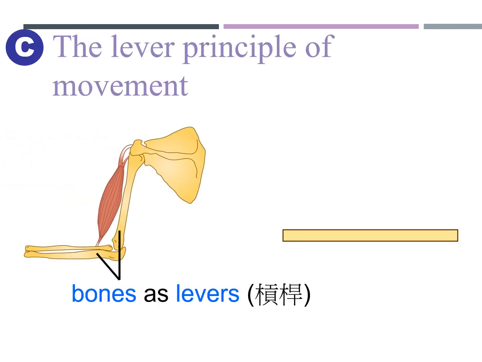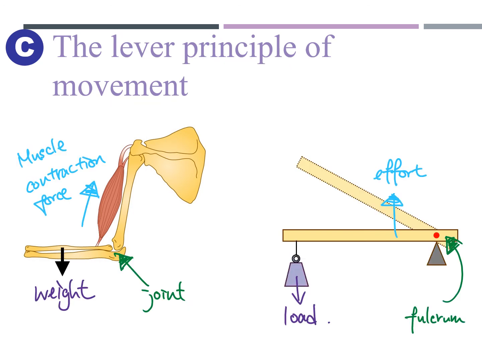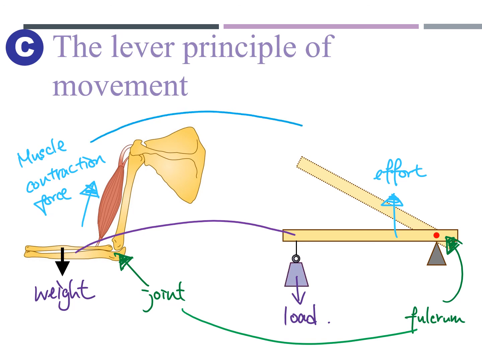Our bones act like levers. There is a lever principle of movement to explain how you move your arms. Let's take a look. The arm is very much like a lever system. The weight of the bones equals the load in the lever system. The joint equals the fulcrum in the lever system, 基點, while the muscle contraction force equals the effort in the lever system.